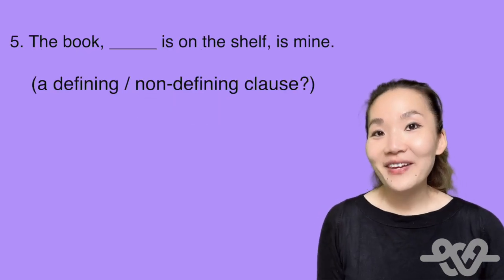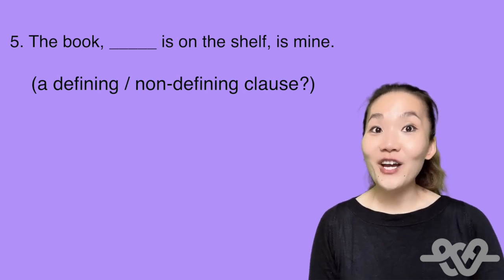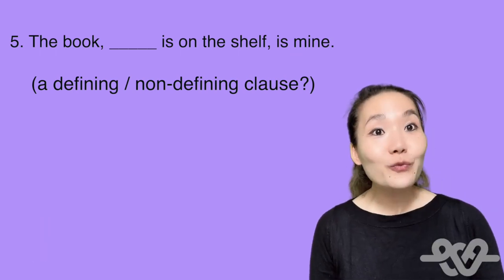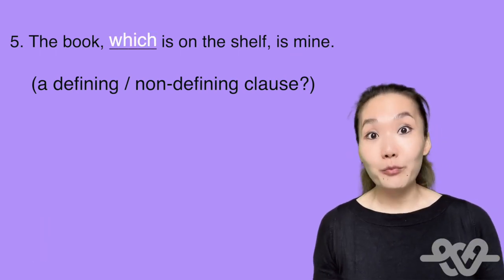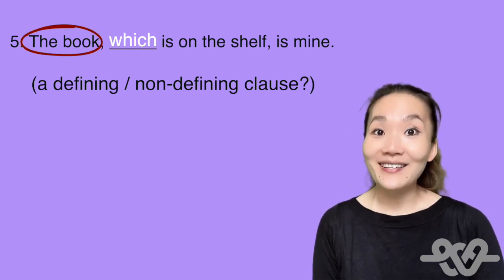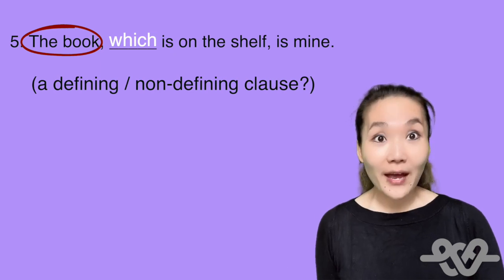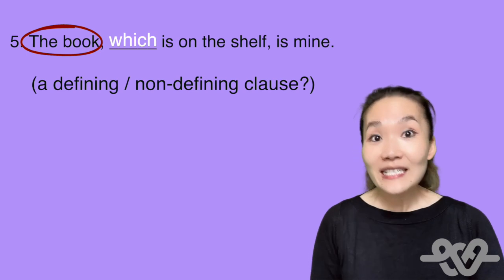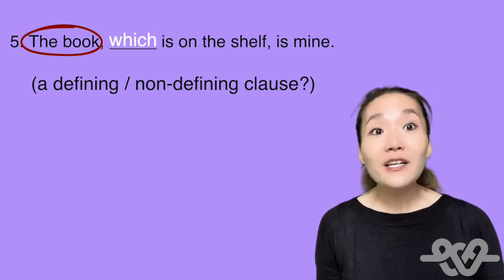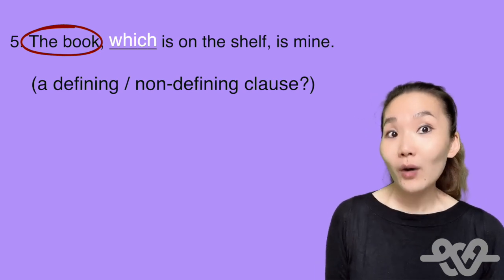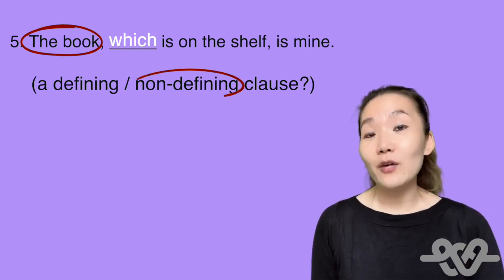Moving on, number 5. The book is on the shelf. It's mine. In this sentence, we should use the relative pronoun which because we're providing additional information about the book. Use which to refer to things. Maybe there's only one book in that room. The relative clause which is on the shelf gives extra details about where the book is, but it's not necessary to identify which book we're talking about since there's only one. So this is a non-defining relative clause.